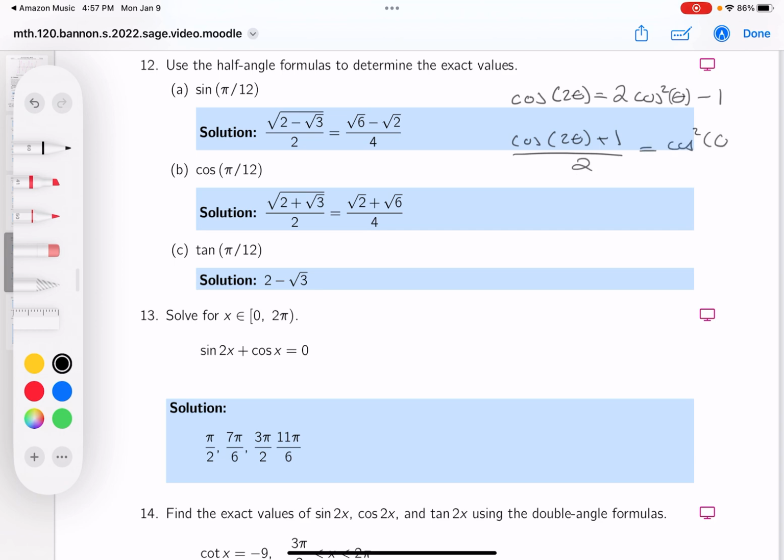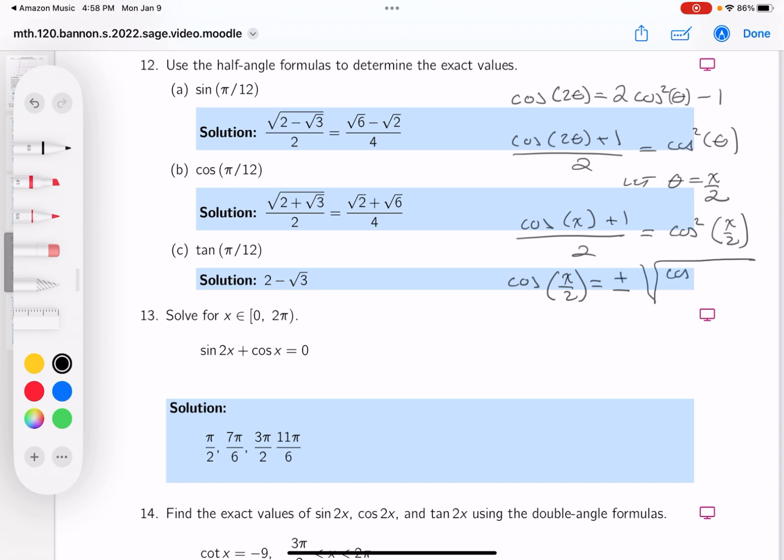Cosine squared theta. All right, and then I'm going to change the theta to x over 2. So again, I'm going to let theta equal x over 2. And what would you get over there? You get cosine x, because 2 times that would be x, plus 1 over 2 is equal to the cosine squared. Well, theta is x over 2. There's a problem here, though, and I want to solve for cosine x over 2. And what's that going to equal? Plus or minus the square root of cosine x plus 1 over 2.